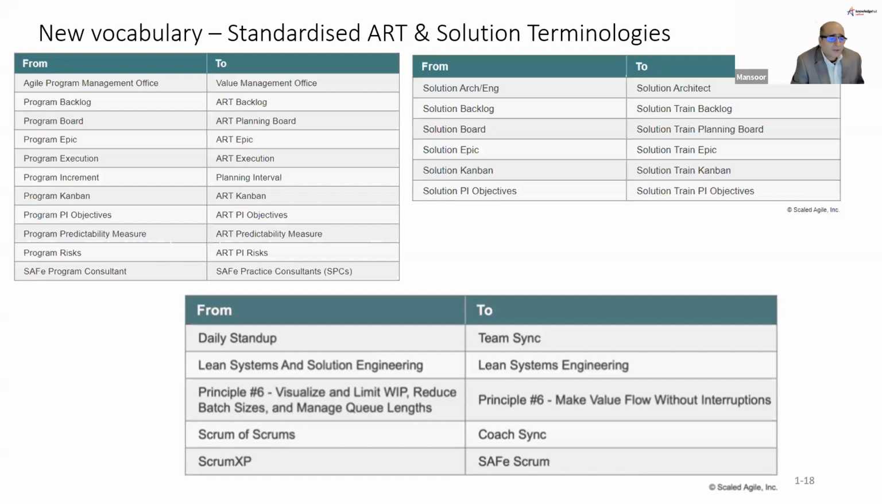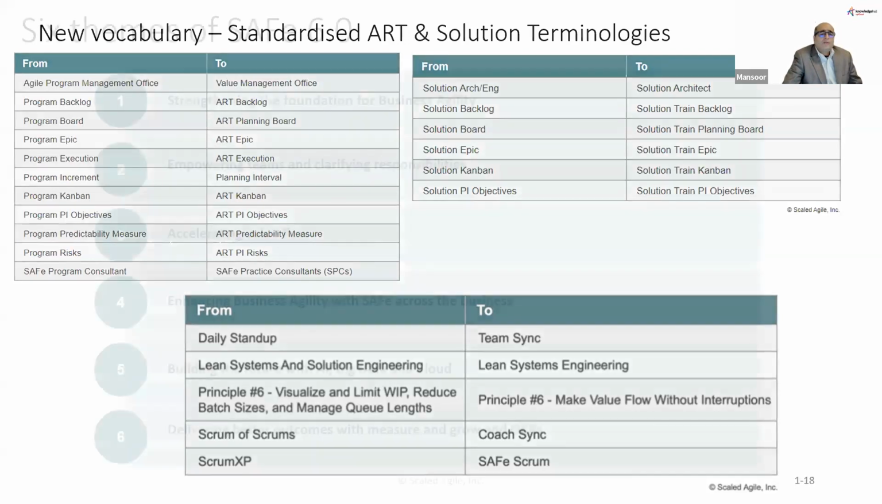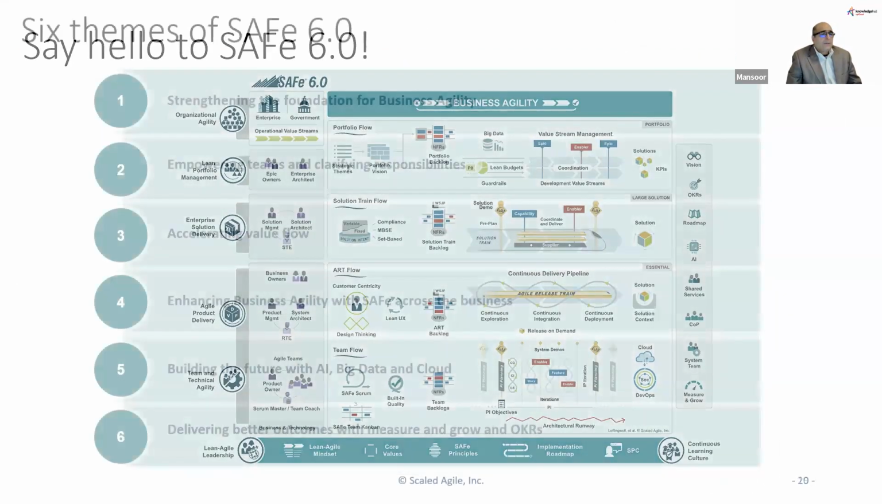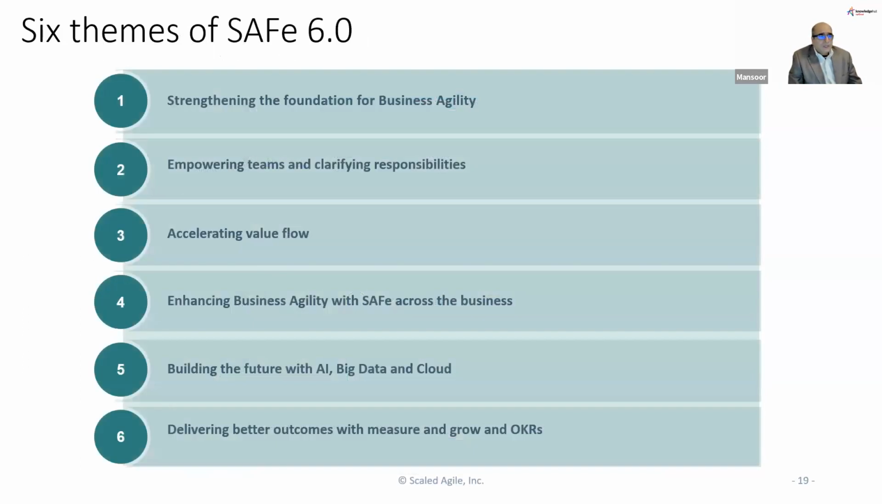Some changes in terminologies which will help us to guide through how this new framework works. All right, now the six themes. The first one is to strengthen the foundation of business agility. I happen to be one of the business agility researchers and consultants, right? So strengthening and putting business agility at the forefront is important.